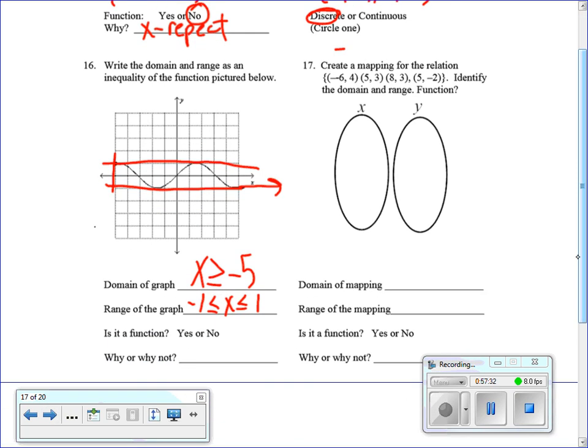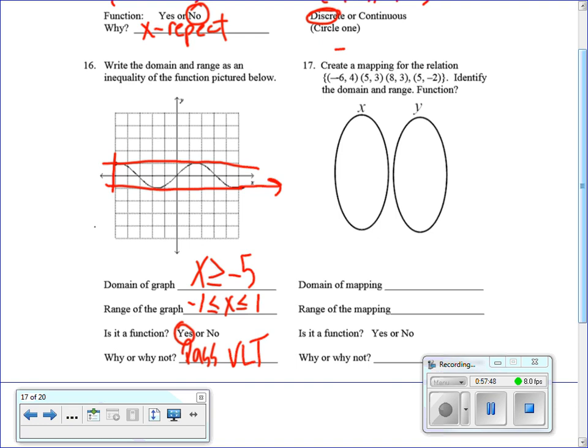This is a function because it would pass the vertical line test. So this passes our vertical line test, which we can also call the VLT. Create a mapping diagram for this relation, and then we want to identify the domain of the range.